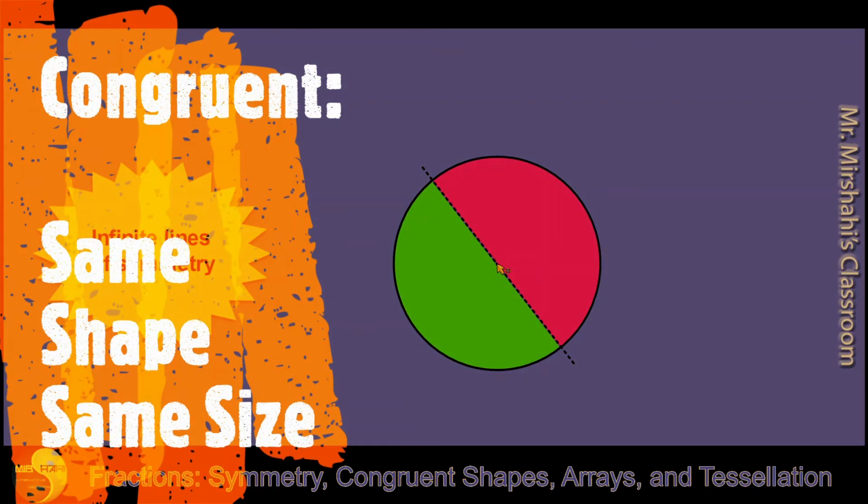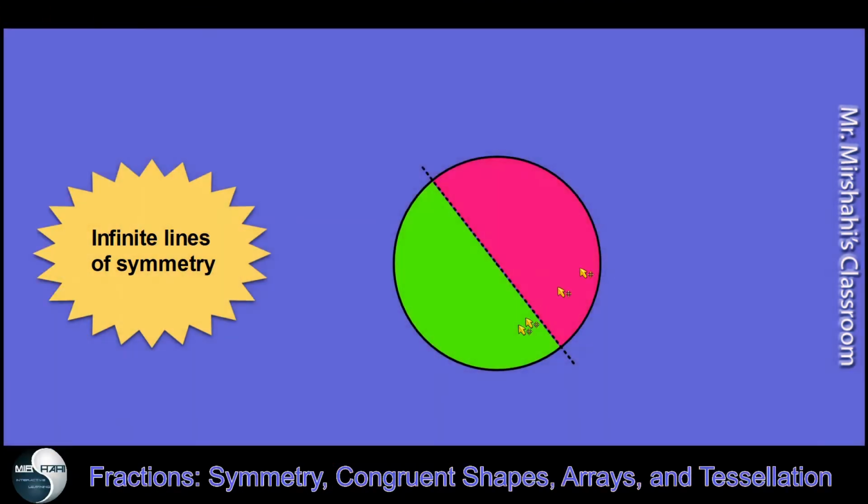Congruent means equal in size and the same shape. So same shape, same size. If you look at this semicircle, half circle, it is congruent to the green semicircle. You can see that it completely overlaps the other one. They're exactly the same size.